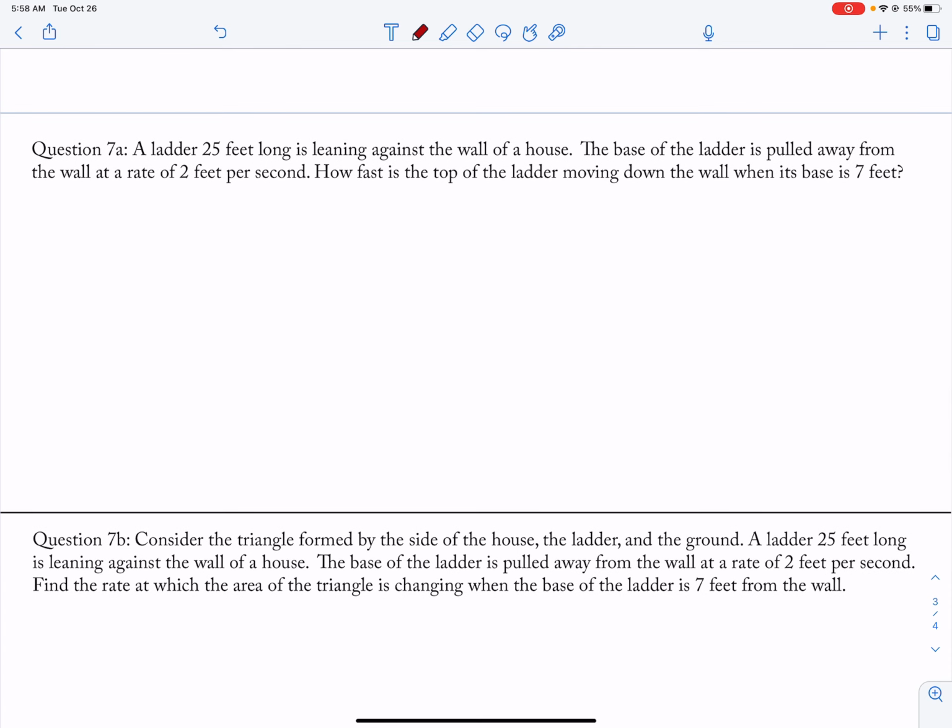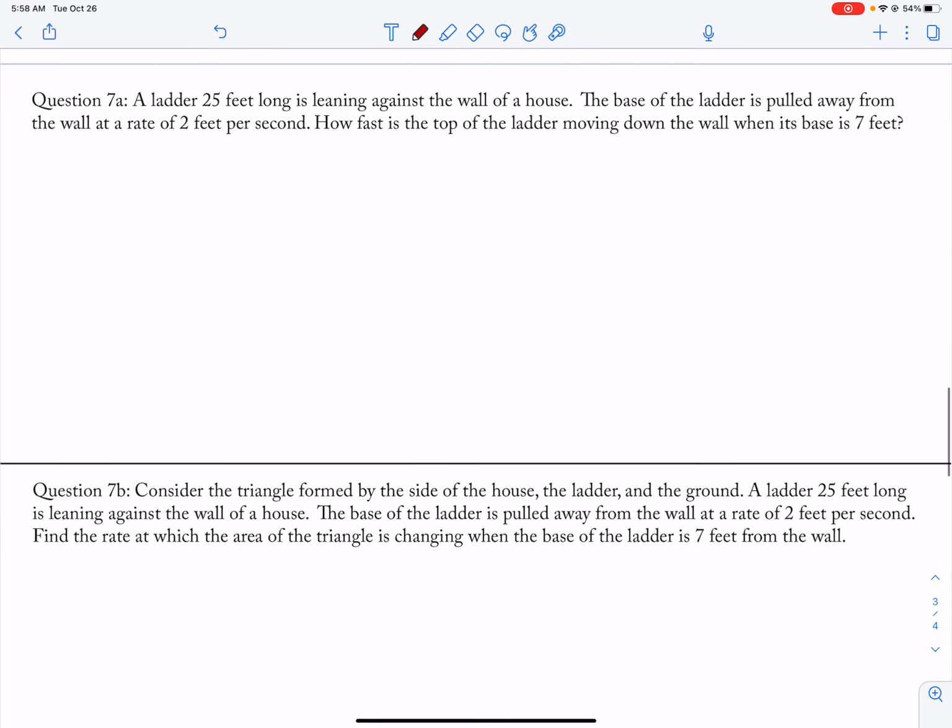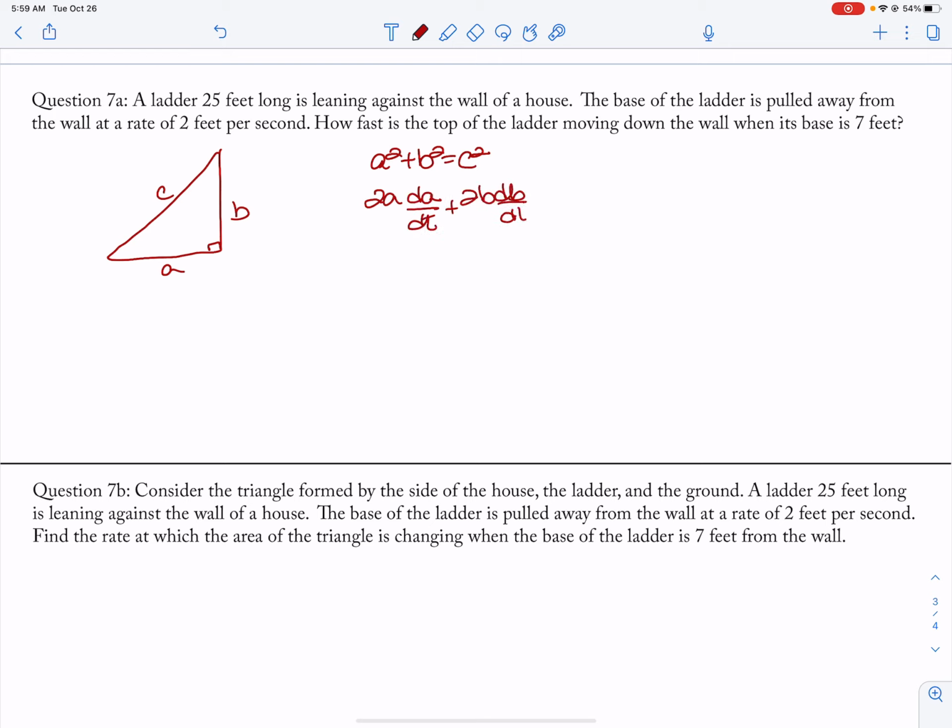Okay. I do want to briefly talk a little bit about 7. So notice this is a standard free response type question. A ladder is leaning against the wall, base of the ladder is being pulled away. What you're doing is you're relating side lengths together. And you relate side lengths together by Pythagorean Theorem. So this is a squared plus b squared is equal to c squared. So again, 2a dA dt plus 2b dB dt is equal to 2c dc dt.